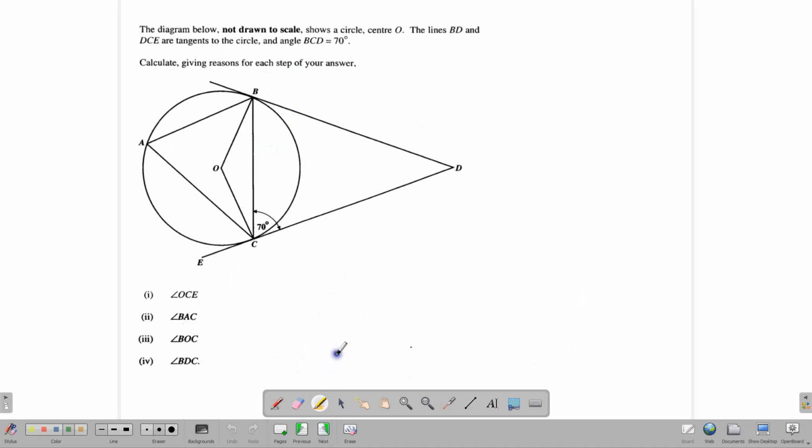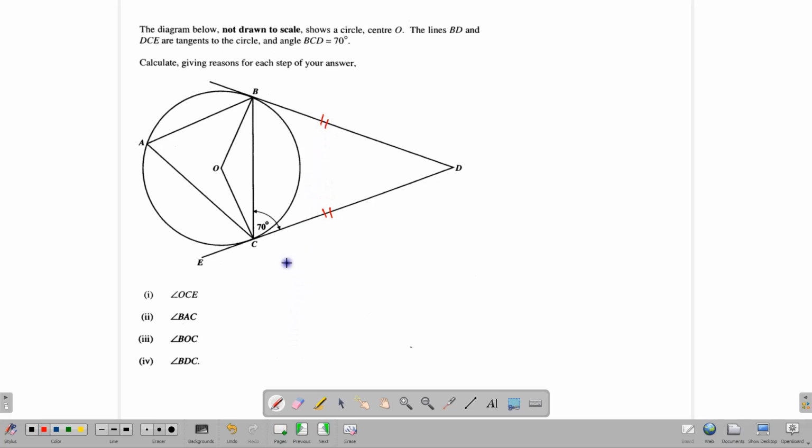So now, having done all of that, let's jump into this and see how we can apply those theorems to answering actual questions from CXC. So here we have our diagram, not drawn to scale. So it means that you shouldn't use your protractor to measure the angles. It wouldn't work. The lines BD and DCE are tangents. So these two are tangents, which means that these two lines are equal to each other.